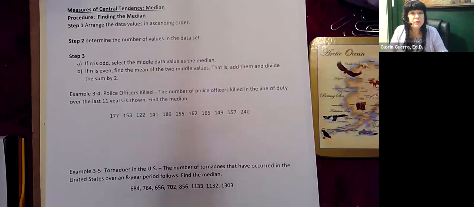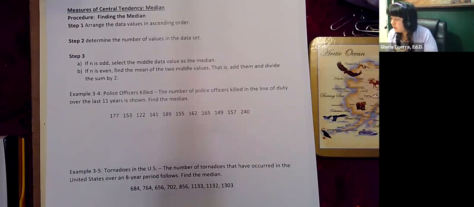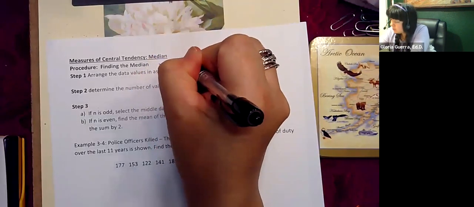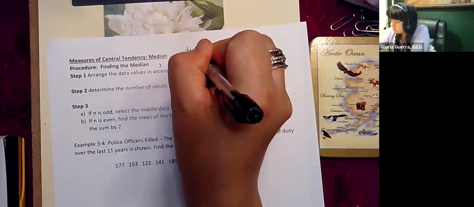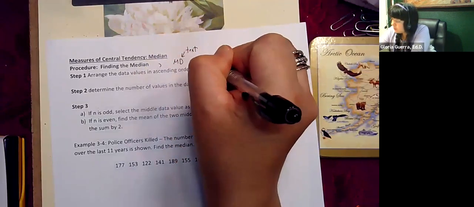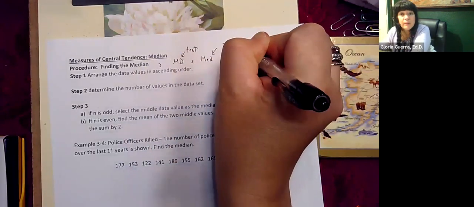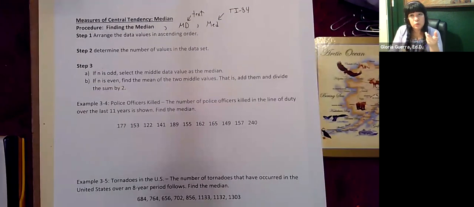Measures of central tendency. Okay, so we were talking about the mean and the mean for grouped data. Let's say you're trying to find the median. In your textbook, they use MD, and also MED, that's the TI-84. You want to be familiar with the abbreviation. This one doesn't really have a symbol, but you have to be familiar with the abbreviation.